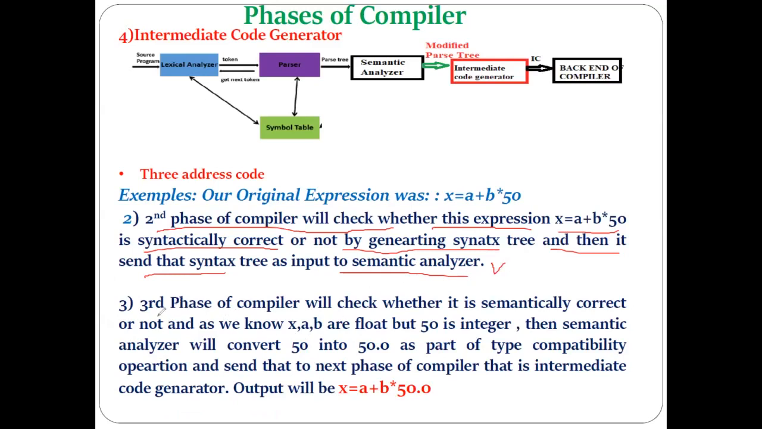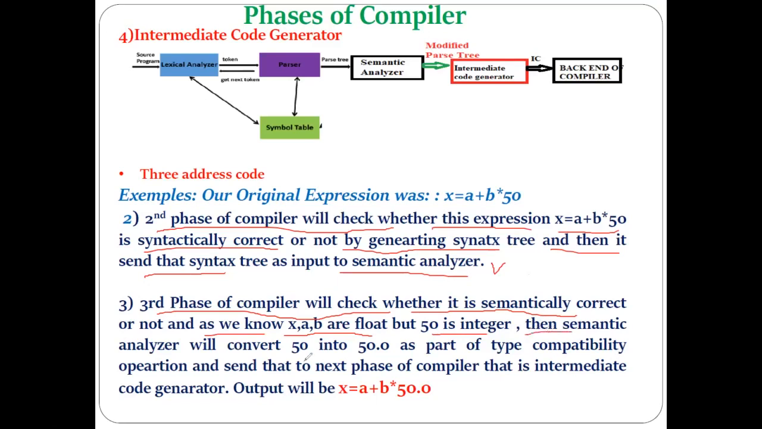Now, in the third phase of compiler, what will happen? The third phase of compiler will check whether that expression is semantically correct or not. As we know, x, a, b are float, but 50 is an integer. What role is performed by the semantic analyzer? The main role performed is nothing but checking the type compatibility. Type checking and checking whether the sentence is meaningful or not.